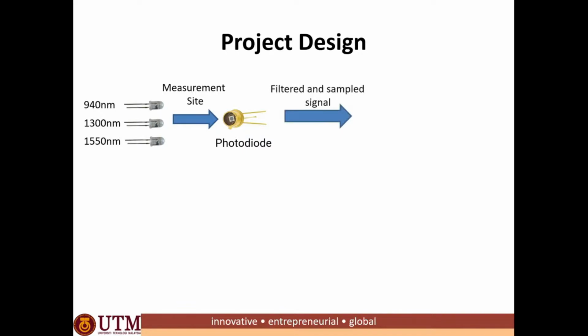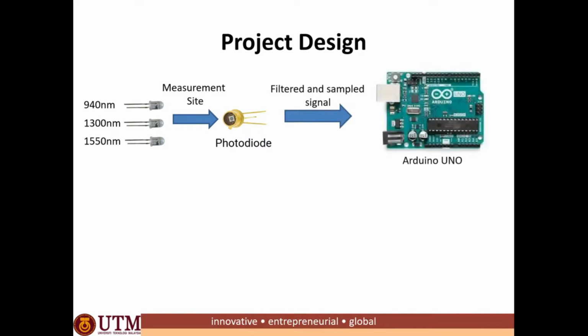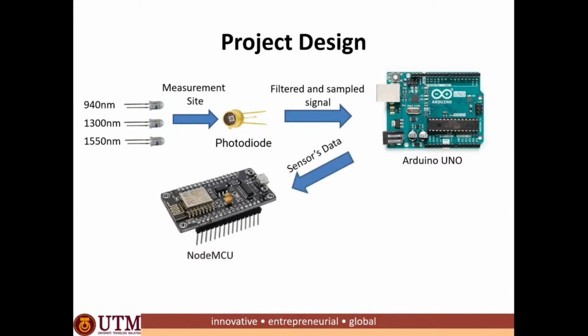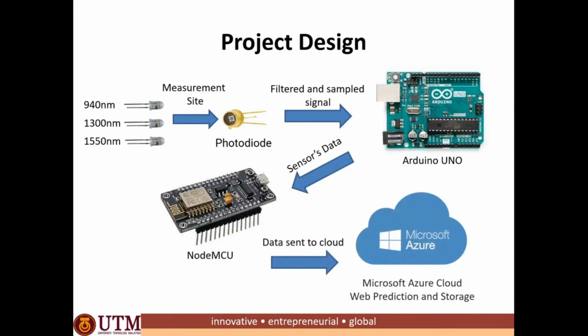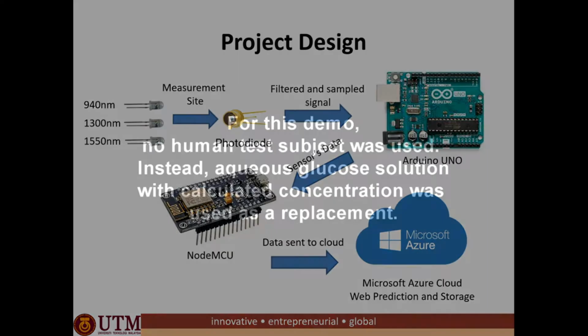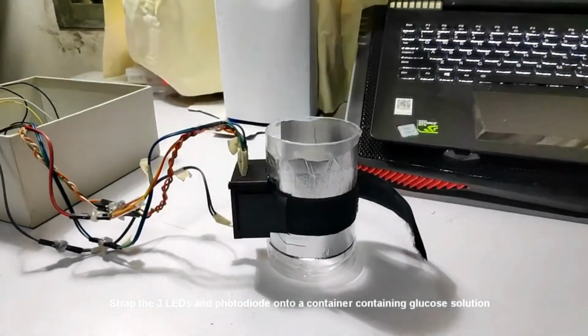These signals are amplified, filtered, and converted into digital signals by an Arduino. The signals are further filtered with an IIR digital filter and then passed to a NodeMCU board to be sent to Microsoft Azure Cloud Services for web-based AI prediction. Now, let's look at the measurement process using this proposed system.